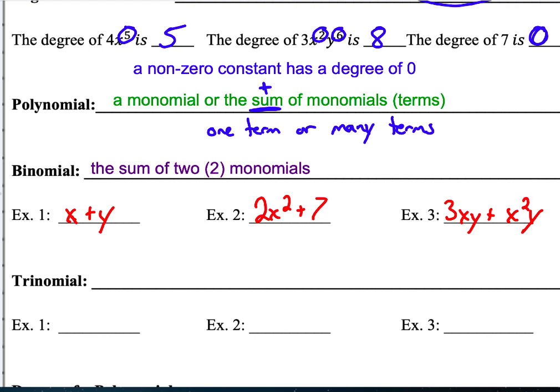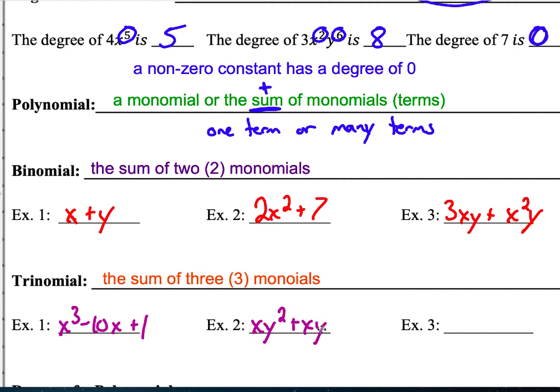My guess is you can figure out what a trinomial is, tri meaning 3, so it's the sum of 3 monomials. So this is where they start to get a little bit longer. So we could have something like x cubed minus 10x plus 1, or xy squared plus xy plus y, or negative 5x to the 4th plus y to the 3rd plus 9. So it's just 3 separate terms put together.